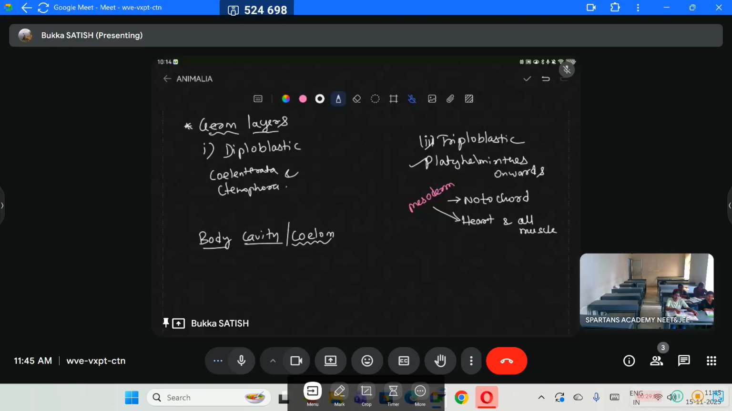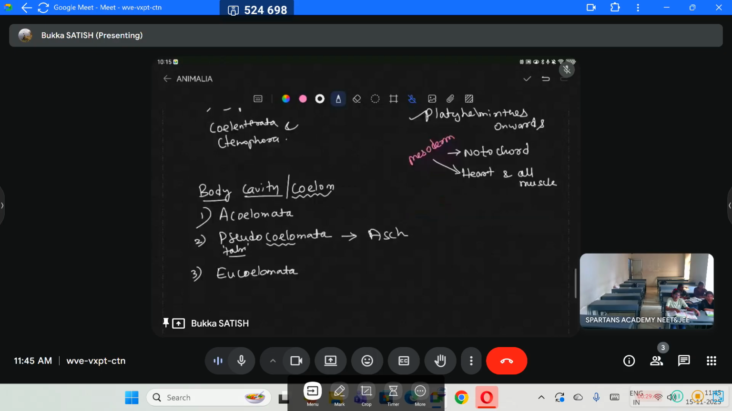Which one will come under this? Pseudocoelomata. No, no, no. Aschelminthes. Right. Annelida onwards is this. So the only thing you need to remember is Aschelminthes, which has the pseudocoelomata. Acoelomata, as you can see, are the remaining phyla. There is no coelom in the other animals. Pseudocoelomata, Aschelminthes. Eucoelomata, Animalia, so Annelida onwards, I mean, all the remaining groups.